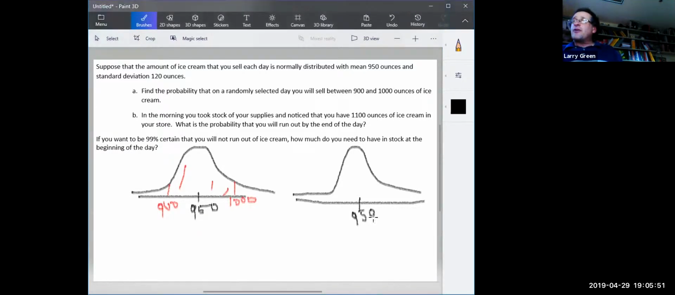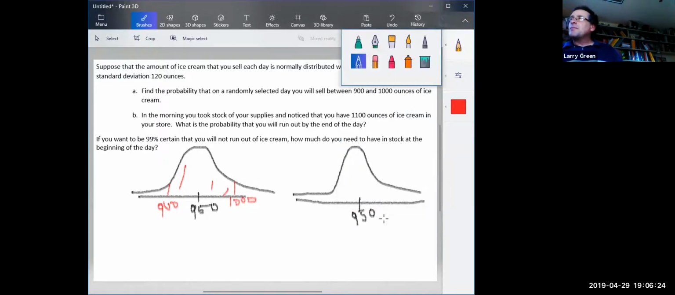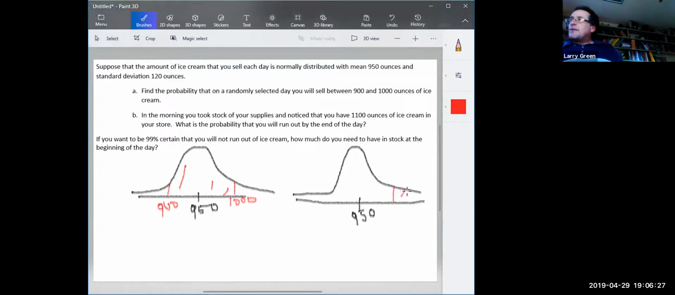What does it mean to run out? So what does it mean that we ran out of ice cream? Any thoughts? Yeah, means we had customers that wanted more than 1,100 ounces total. So what we do here is we draw that part of the picture. And as a manager, you hope that probability is low because you don't want to run out. That's awful for a business.